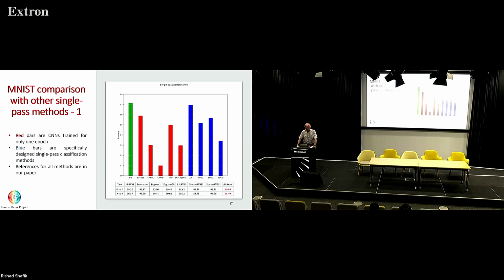The blue bars are other algorithms specifically designed for single pass learning, and it can be seen that BitBrain is slightly higher performance than the best of those. So it's competitive with the best of the single pass learning algorithms, and that's fairly encouraging.